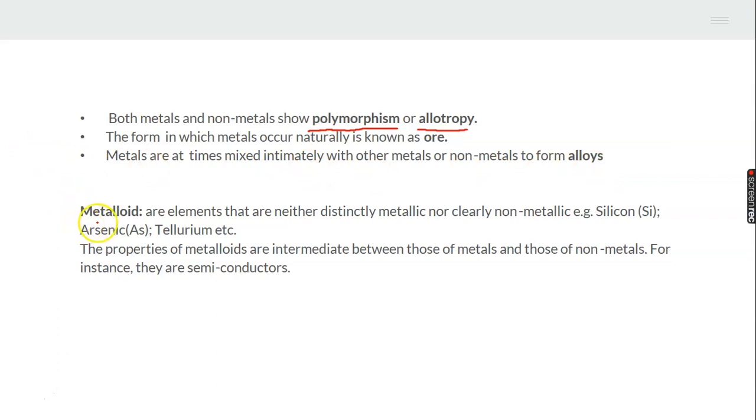So for metalloids, that's the third one under properties of elements. They are elements that are neither distinctly metallic nor clearly non-metallic. You have examples there. We have silicon, we have arsenic, we have tellurium. And the properties of metalloids are intermediate between those of metals and those of non-metals. For instance, they are semiconductors. You know, we said metals are good conductors of heat and electricity, while non-metals are poor conductors. But metalloids are semiconductors. So, hope you get that.